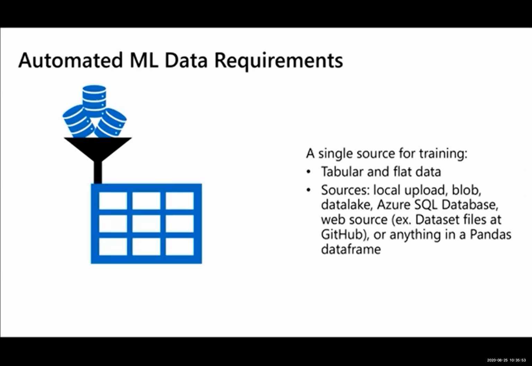The data requirements for automated ML is tabular, or we could call it flat data. We expect a single flat data set, and if columns aren't named, we will name them as column 1, 2, and so on. We do have several sources for your data to be brought in from, and we will cover that later when we're walking through our demo.